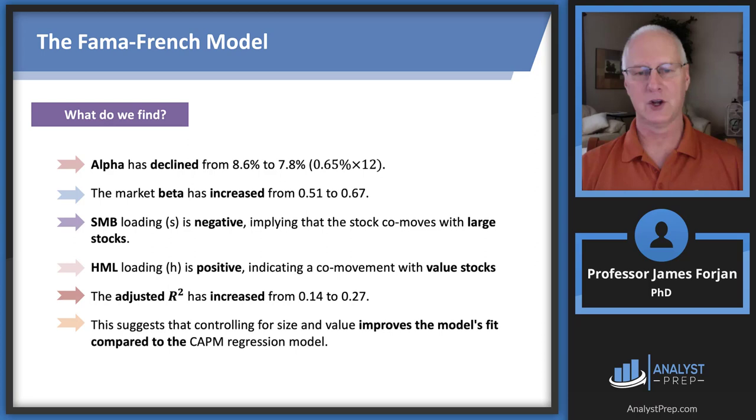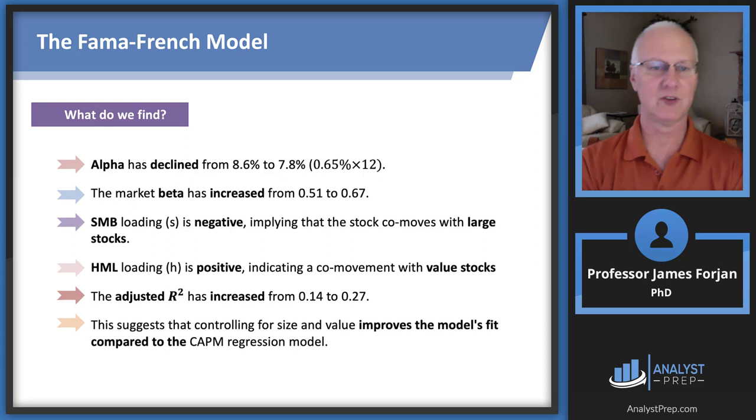So look at the last arrow point. Controlling for size and value improves the model's fit compared to the capital asset pricing model regression models. So the question then becomes, all right, what are we doing over time? We're improving, right? We're like fine wine. We started out with the capital asset pricing model, and that was good, right? This is good wine. We love the capital asset pricing model. It teaches us a lot.